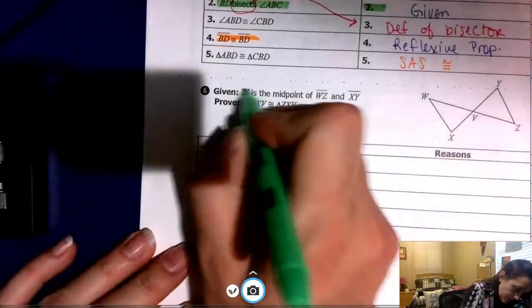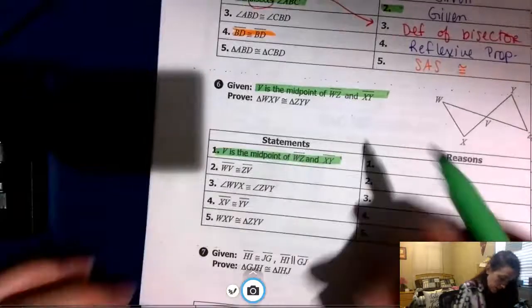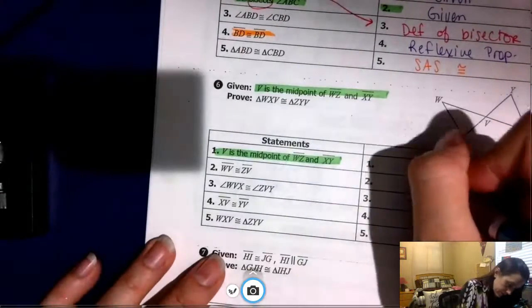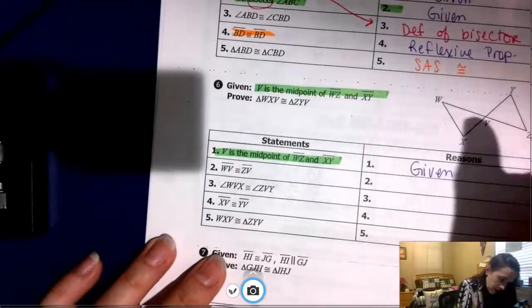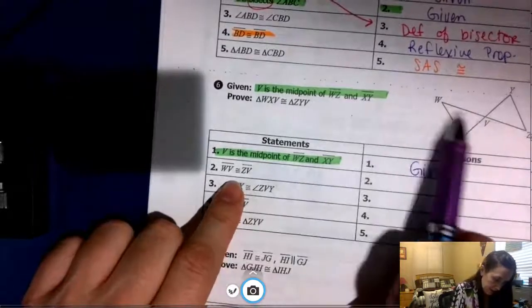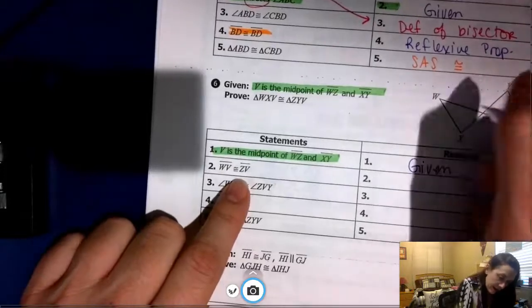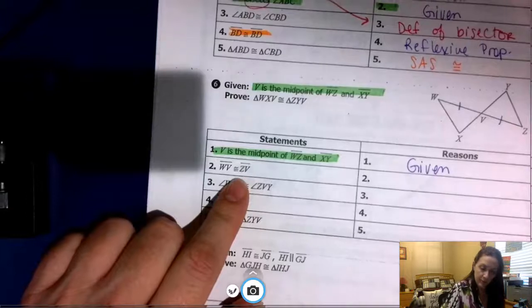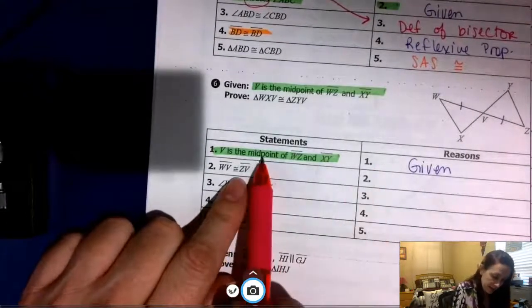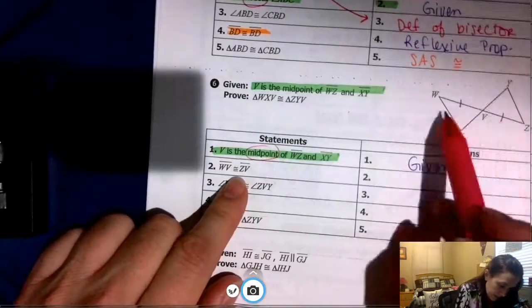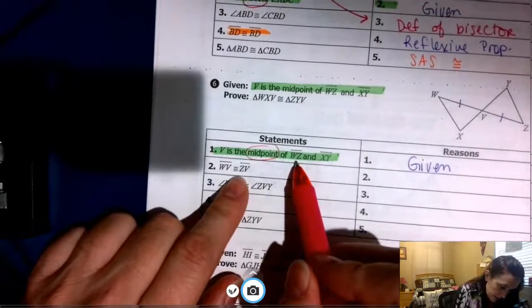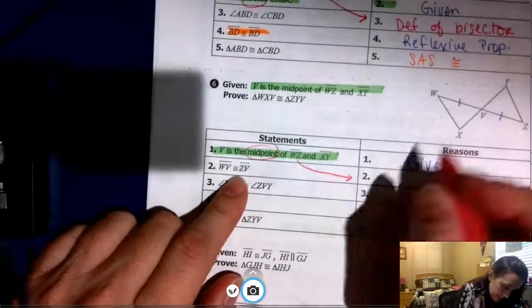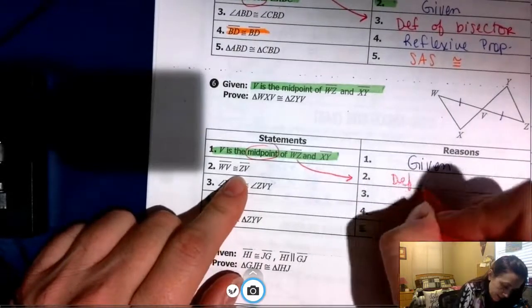V is the midpoint of WZ. Right here, that's the only given. So WV and ZV are equal. Why do I know they're equal? It wasn't given, but it did tell me that V was the midpoint of WZ. So that's my definition of midpoint.